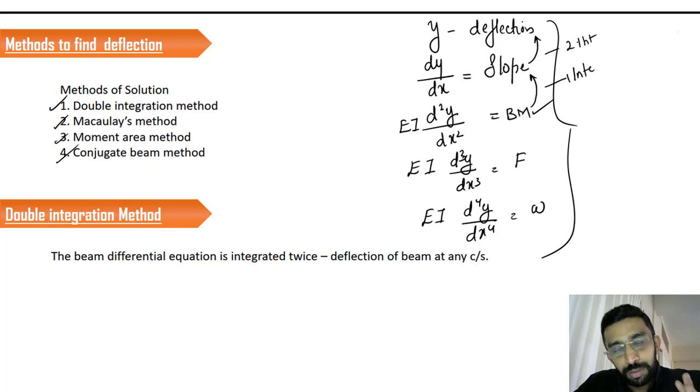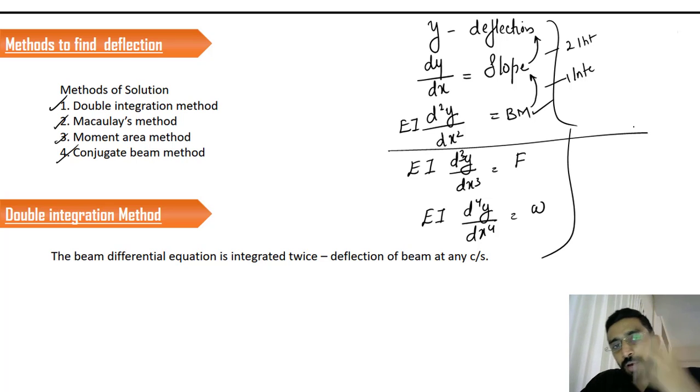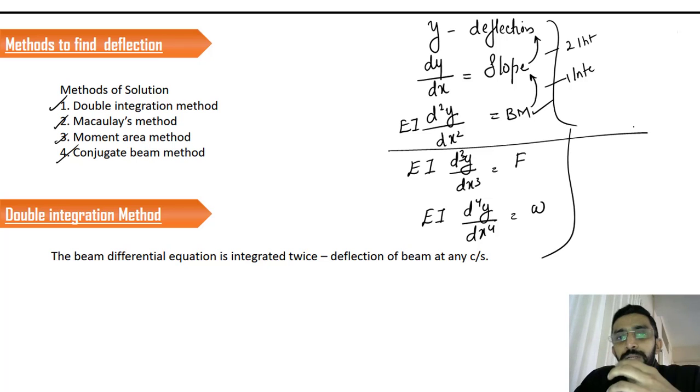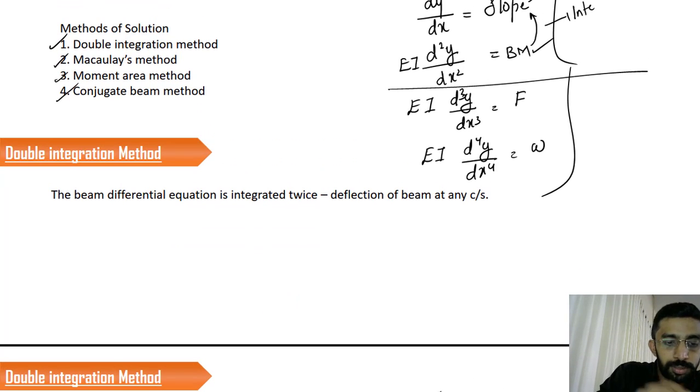In Macaulay's method also we are following a pattern of the double integration method, but it's a modified version. To understand Macaulay's method, we should have an idea about the double integration method. So this is what we are going to do here. We have derived the moment curvature relationship, and using that relationship we are going back to find out the value of slope as well as deflection. Now let us see how the double integration works.